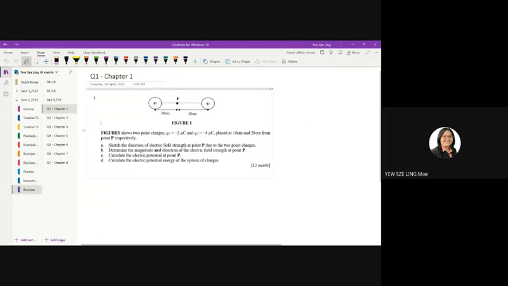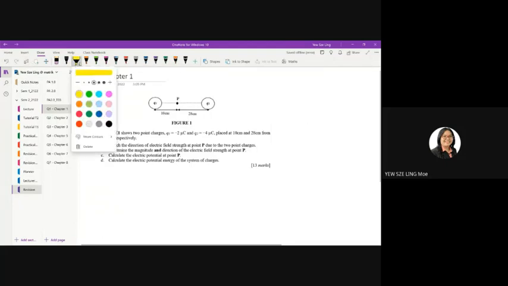So question 1, now you are given a figure showing 2 point charges, where Q1 is a negative charge, negative 2 microcoulomb. Q2 is negative 4 microcoulomb. They are placed at a distance of 10 cm and 28 cm from point P respectively. Okay, the distance is not in between these 2 charges, but it is a distance from point P. If you look at the diagram, point P is located here. So Q1 is 10 cm from P, Q2 is 28 cm from P.